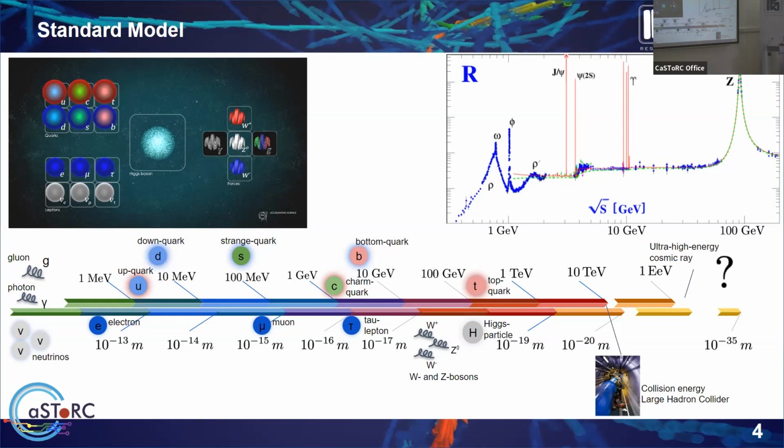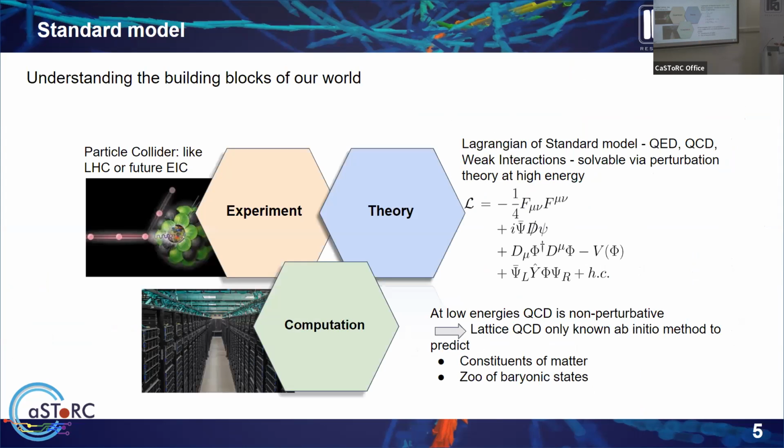Okay, so what we are doing here at CaSToRC is simulating the strong interaction. We are taking the quarks and the gluons and simulating them using supercomputers, while for the other interactions one can use perturbation theory to add these effects if one needs them for the predictions. So okay, let's take a look at how this is done.